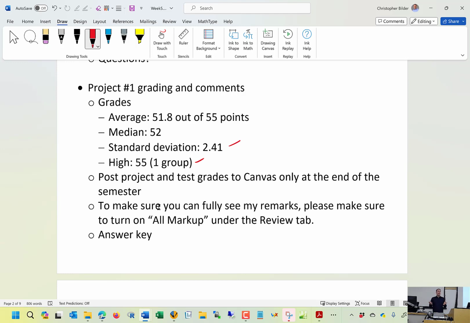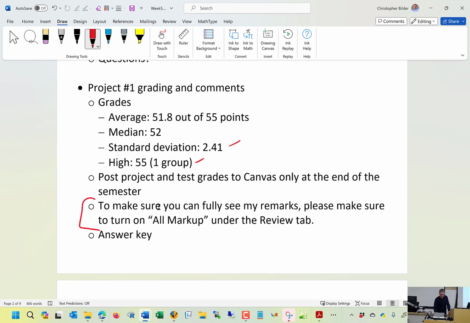Now, all of you have your grades. I do not post all the grades to Canvas. I do not post the grades for projects to Canvas until the very end of the semester. I've said that before, but I just want to emphasize it. The reason is that it will save me a little bit of time if I post them all at the end of the semester, including your test grades, rather than uploading them one at a time. And again, you will know what the grades are because you will receive the graded project or the graded test back. I just don't upload them to Canvas until the very end.